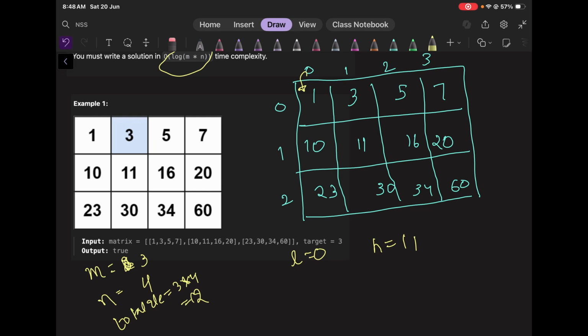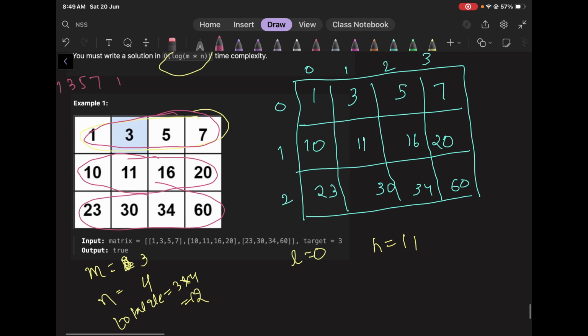Okay, so this question would have been easier for us if this whole thing was a 1D matrix or maybe a 1D array, because we could write simply this as 1 3 5 7 followed by 10 11 16 20, then comes 23 30 34 and 60, and we could have applied a binary search on this single 1D matrix. So what we could do is convert this question into a 1D matrix. So over here we have got low as 0 and high as 11.